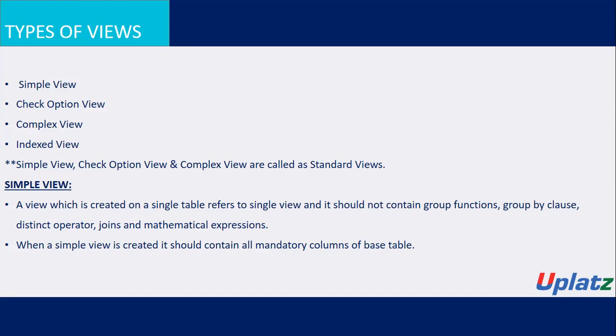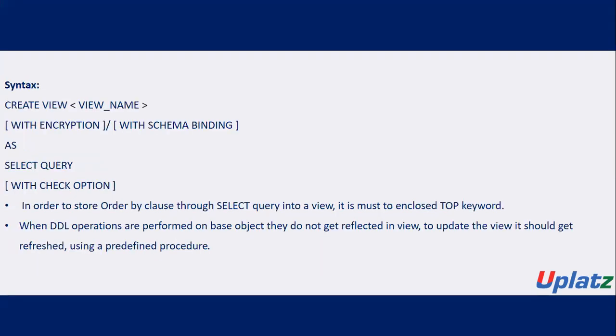When a simple view is created, it should contain all mandatory columns of a base table. We have to remember that when we are creating a simple view, it must contain all mandatory columns of the base table. That is important. We have understood the concept of view, and now let us see the syntax for creating a simple view. It is very simple.